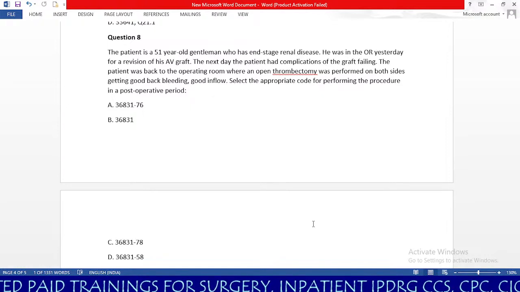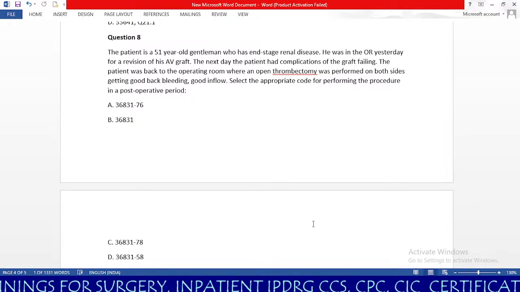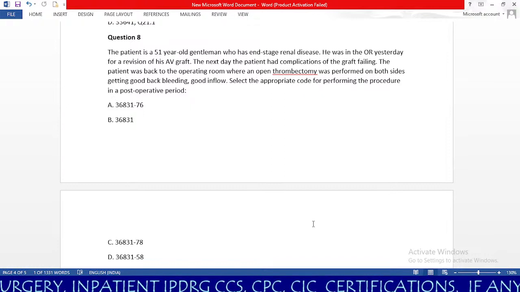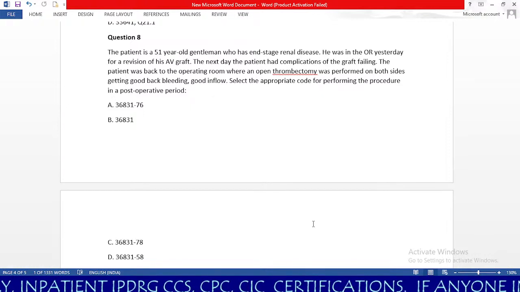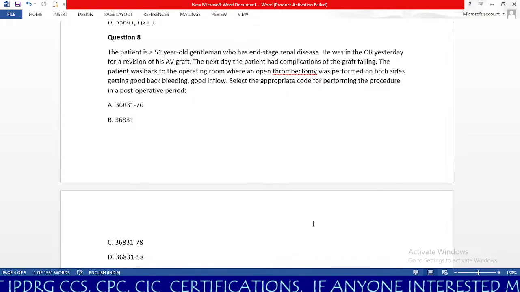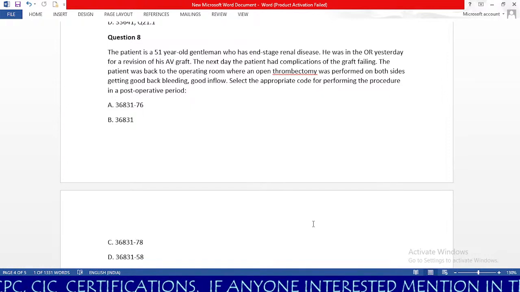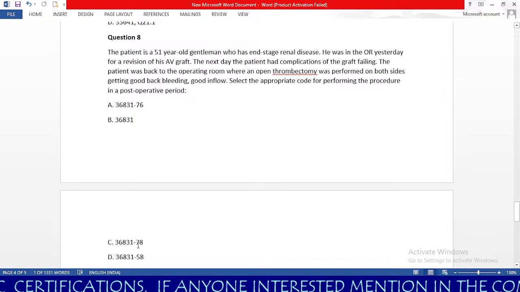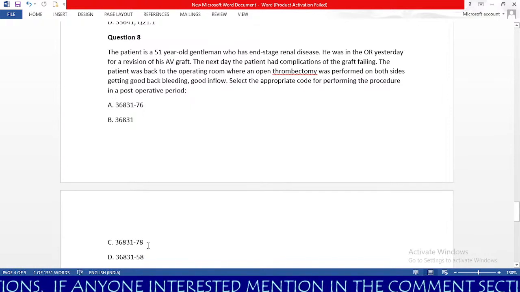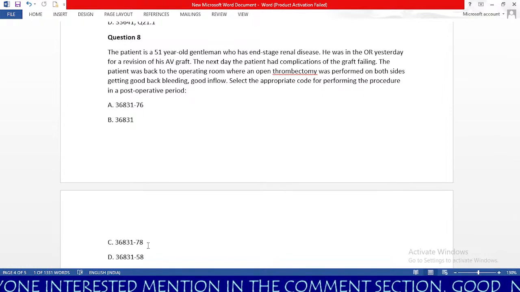If the physician performs the same procedure repeatedly, we can use the 76 modifier. Here the physician performs a procedure related to the initial procedure. So it is not a repeat procedure. It is a complication. So here our answer is C, 36831-78. Basically we will use the 78 modifier in the facility setting.